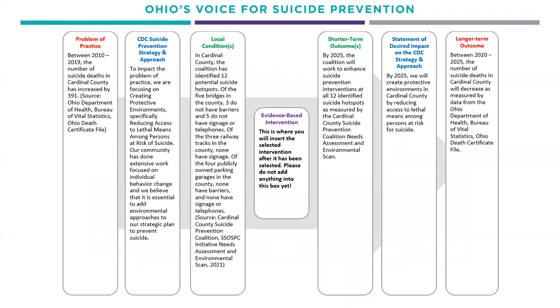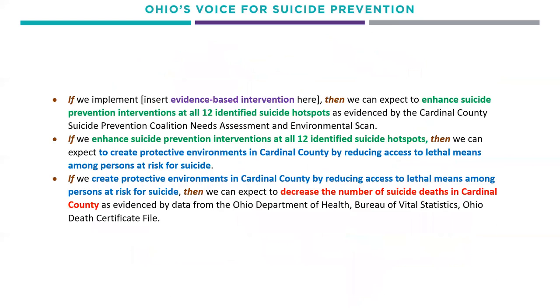By the end of this process, your coalition will have your own logic model filled in with input from each of the 5 steps, and your own theory of change, where you'll take the core elements of your logic model and add them Mad Lib style into a series of 3 if-then statements, like this example.